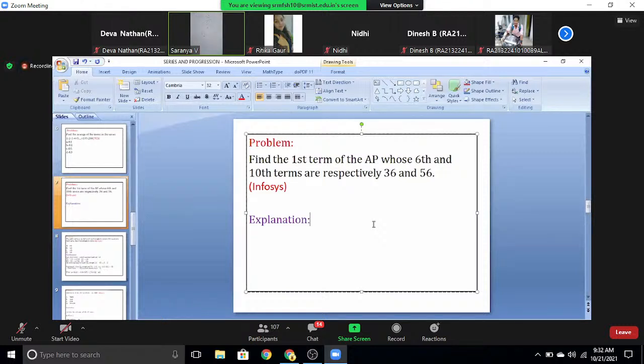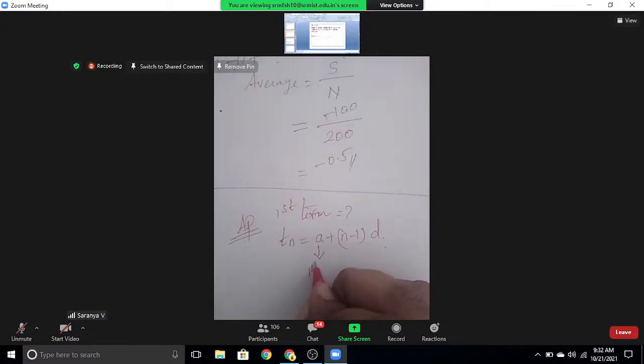So you have to find the first term. Okay. And then sixth term is given, 10th term is given. Okay, sixth term is, what is the general form? That is to find the nth term. What is the formula in AP? In arithmetic progression, a plus n minus 1 into d. If you want to find the nth term, this is a common formula. A is nothing but the first term, and d is the common difference, and n is the number of terms. Got it?